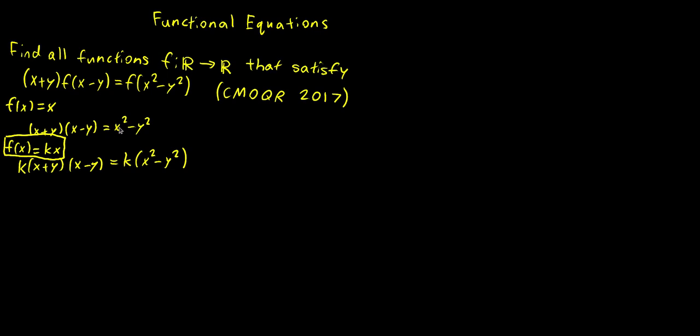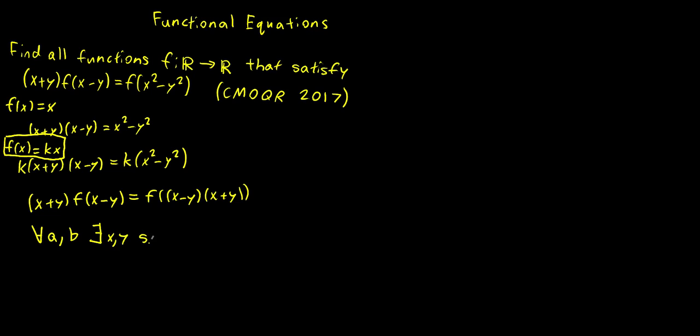What we notice with the difference of squares here is very helpful. So we can rewrite our equation as (x plus y) times f of (x minus y) equals f of (x minus y) times (x plus y). And now we really don't like x plus y and x minus y. There's lots of stuff going on and we want to simplify our equation. So what we're going to notice is that for all a and b, there exist x and y such that x plus y equals a and x minus y equals b.